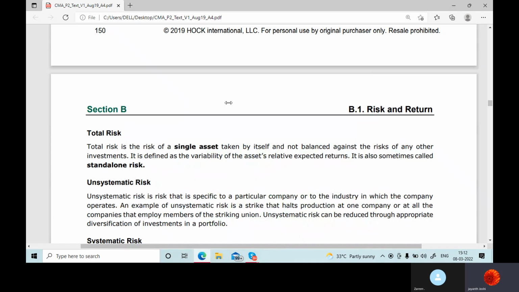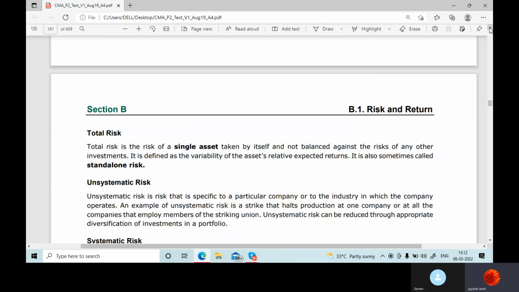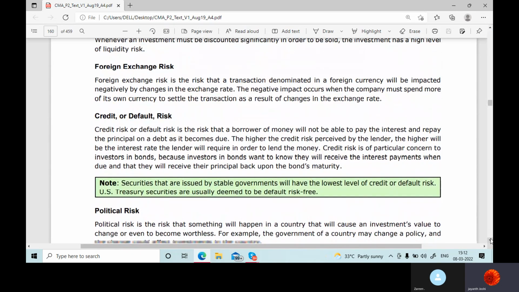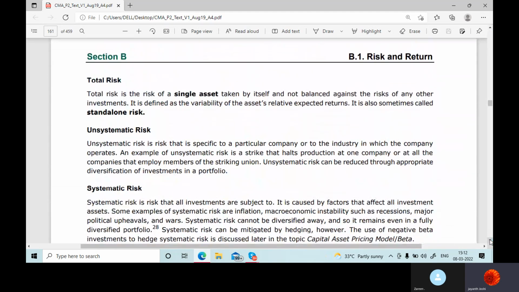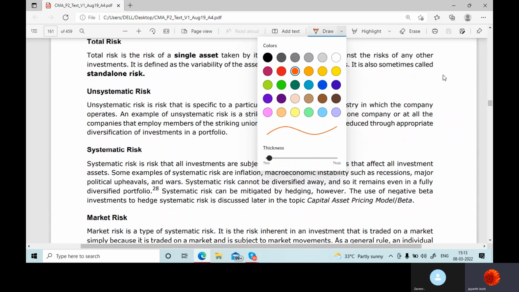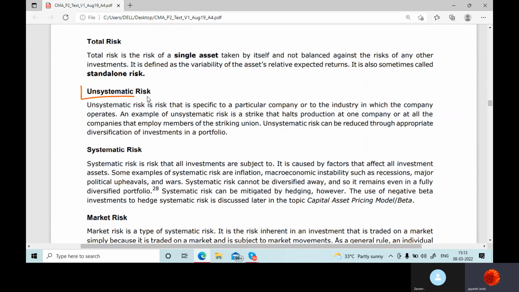So now we were discussing the unsystematic risk. What do you mean by unsystematic risk? This is the risk which is associated with one single company.